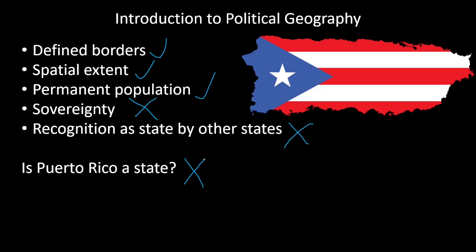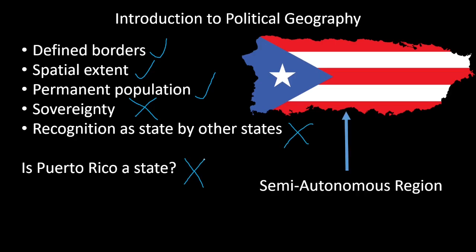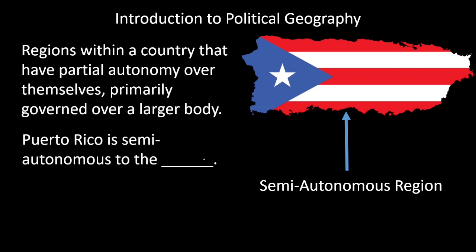No. Well, if it's not a state, what is it? Well, it's a region. What kind of region? It's a semi-autonomous region. So it's not fully autonomous as a region, but it is semi-autonomous. So it has some degree of autonomy over itself. So these are just regions within a country that have partial autonomy over themselves, and they're primarily governed over by a larger body. So the United States basically tells Puerto Rico what to do most of the time. So it is semi-autonomous to the USA. They have to do what the United States tells them to do.